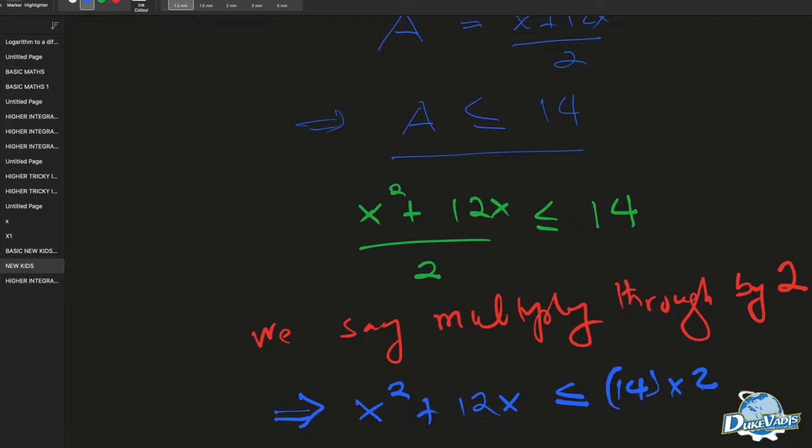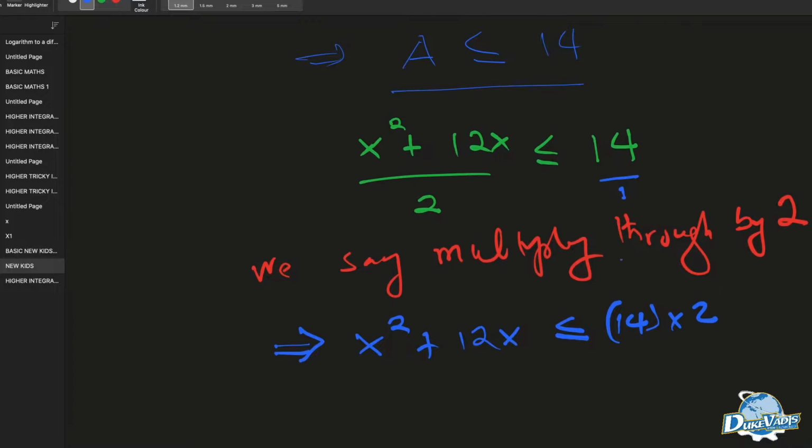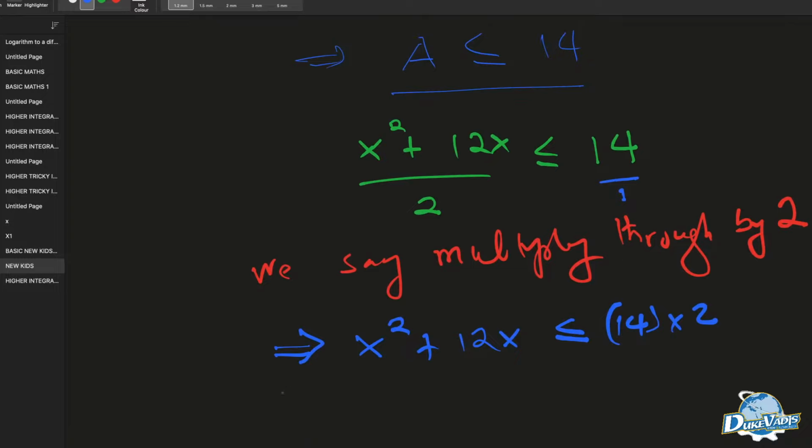Friends, are we on the same page? I guess so, because we know 14 is divisible by 1. So when we do cross multiplication, we are going to get what we have achieved. So we can go on and say that, therefore, this implies that x squared plus 12x is less than 28, because when we multiply 14 by 2, we get 28. All right? So this 28 that we've got has given a certain clue.